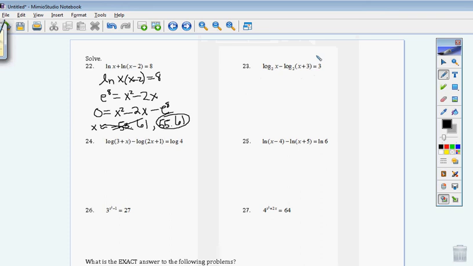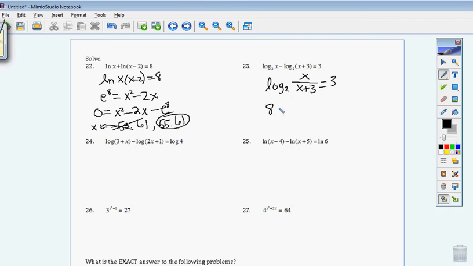Okay, now this problem here is going to be very similar, but log base 2. So we've got log base 2, and then the x is over the x plus 3, because we have a minus sign. Subtraction turns into division as a single log. So that equals 3. Cannot drop the logs, so we convert to exponential form. 2 to the third power.